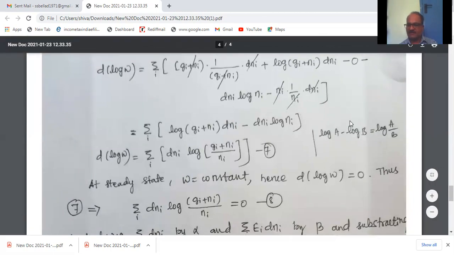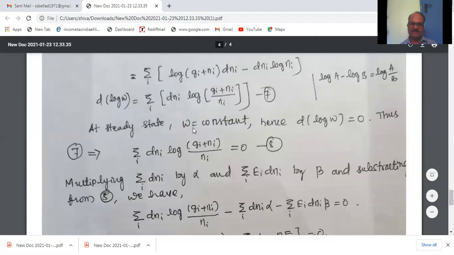So this is the logarithmic formula used. And the summation of dni is common. So take it out, and it becomes log of (gi plus ni) divided by ni. So this is equation 7.